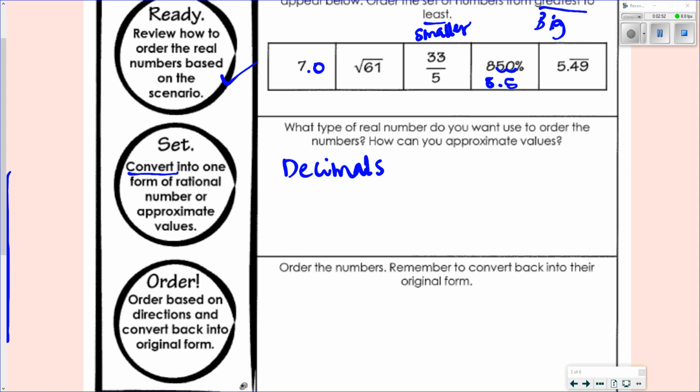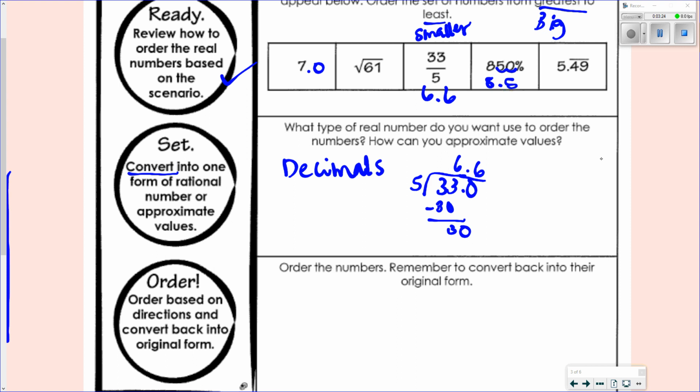33 fifths, we can divide that. 33 divided by 5. Let's go ahead and do that in this space right here. And 5 goes into 33 6 times. Write down your 0. And 5 goes into 30 6 times. So it's exactly 6.6.